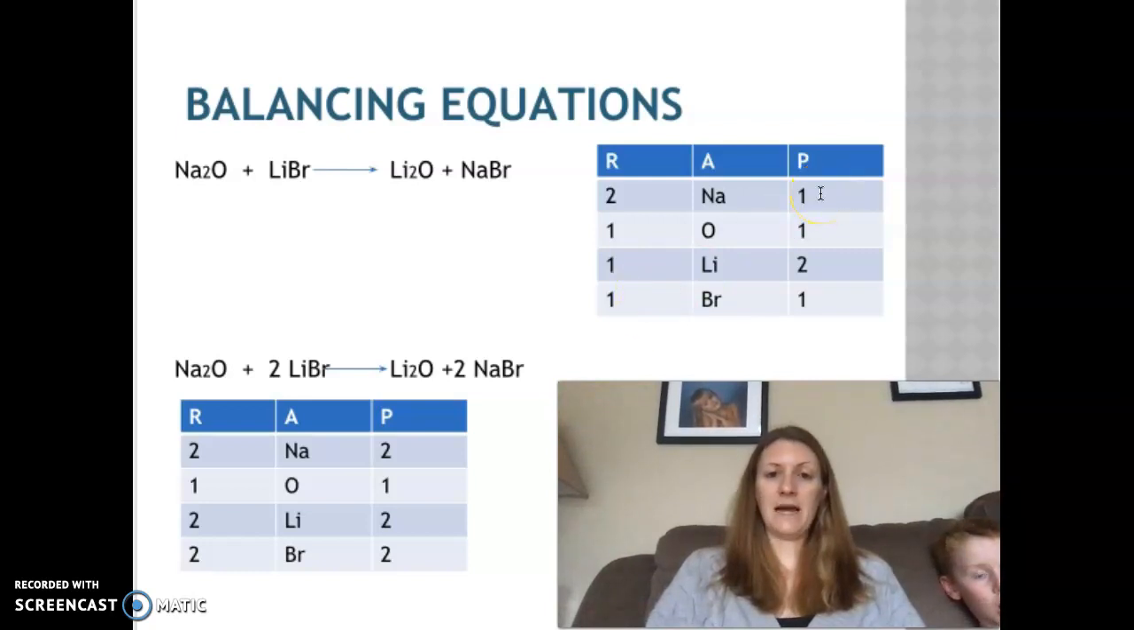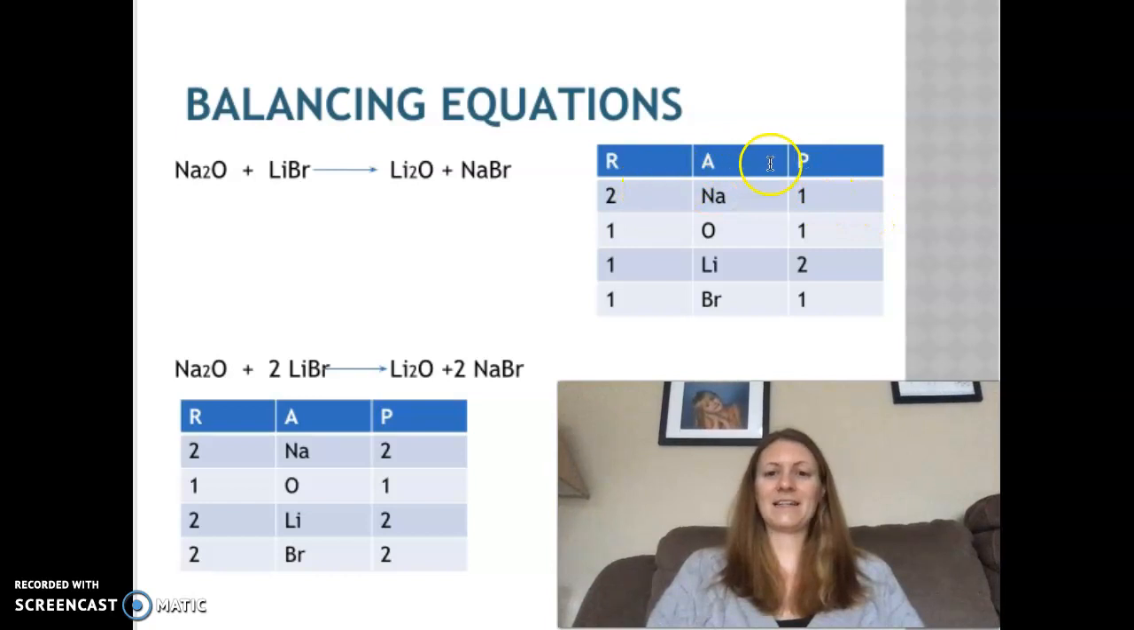On the product side, I've got no little numbers by Na, so that's a 1. And I've got no little numbers by Br, so that's also a 1. Li I have a little 2 by, so that's a 2. And O is a 1 because there's no little number there. So what I want to do is make sure that the numbers on the left side, the reactant side, match the product side.